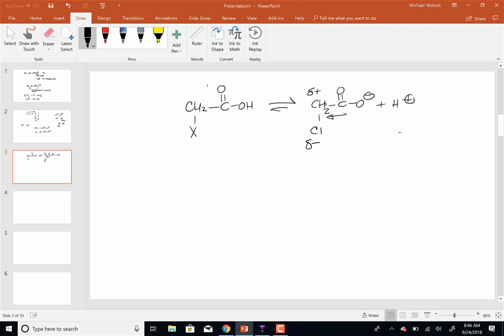So the chlorine's going to be able to do that because it's pulling the electron density out of the carboxylate. Are we all agreed that that's the case? You saw the chlorine takes the negative charge. So the chlorine's taking some of the negative charge from the carboxylate.